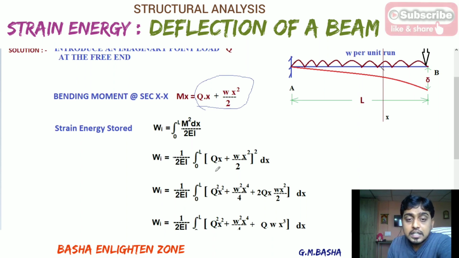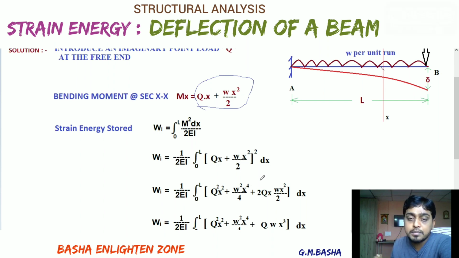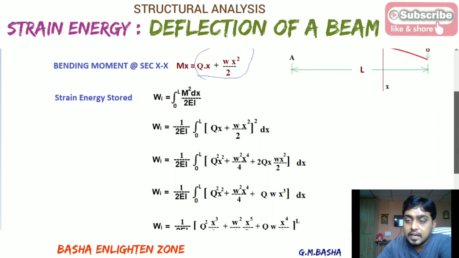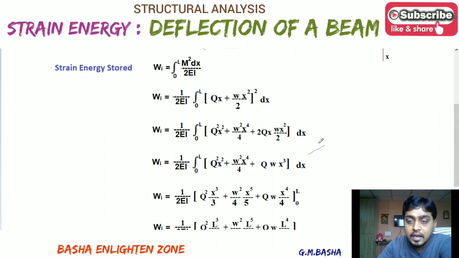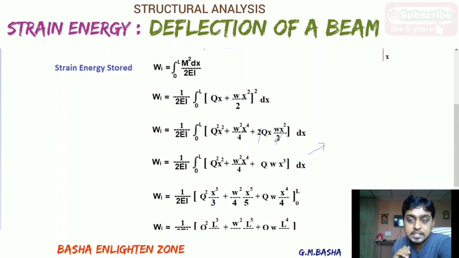See here, this is in the form of (a + b)², so expand that: a² + b² + 2ab. See here, (qx + wx²/2)²: q²x² + w²x⁴/4 + 2·qx·wx²/2. So I am expanding the form of (a + b)². Then in the next step, I am simplifying again, cancelling whatever terms are possible to cancel here.